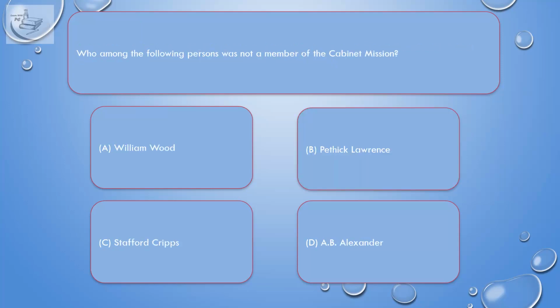Question: who among the following persons was not a member of the cabinet mission? A. William Wood, B. Pethick Lawrence, C. Stafford Cripps, D. A. V. Alexander. Correct answer is A. William Wood.